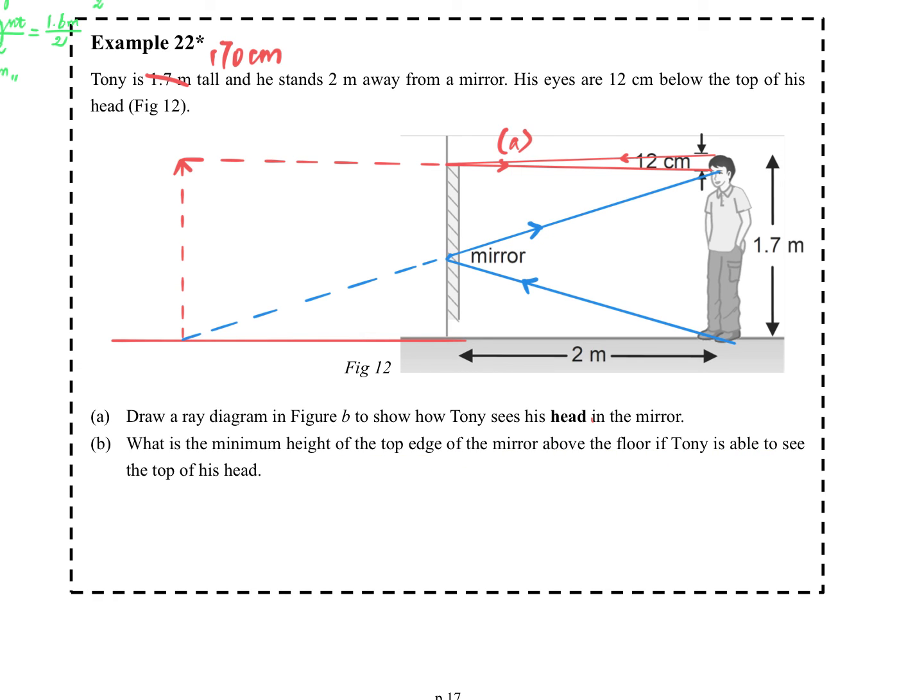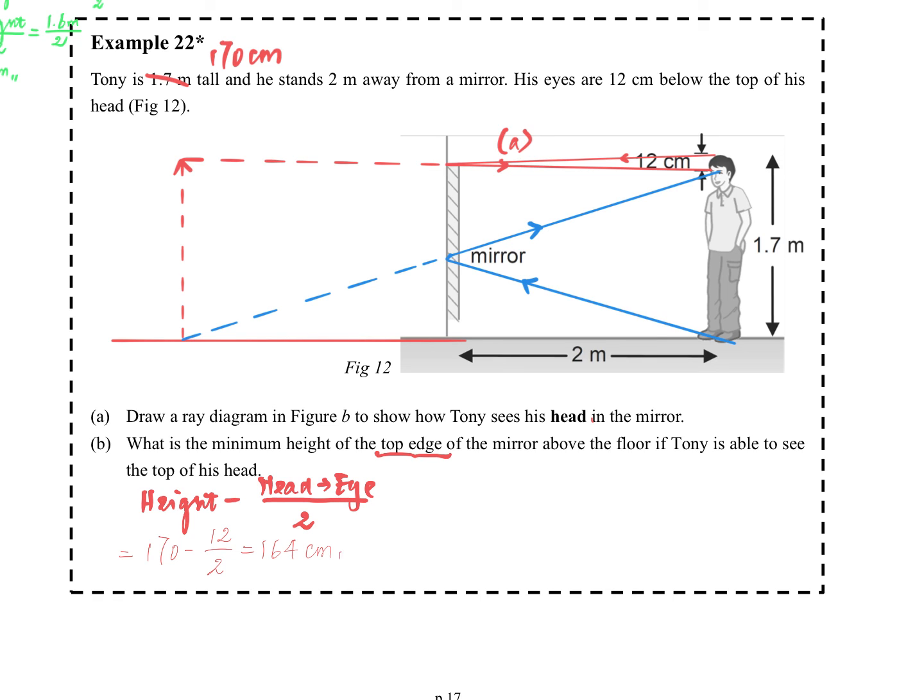Just like in example 21, the top edge of mirror should equal the height minus head to eye distance divided by 2. And therefore, the answer should be, since Tony is 170 cm, 170 cm minus 12 cm divided by 2. And the answer should be 164 cm.